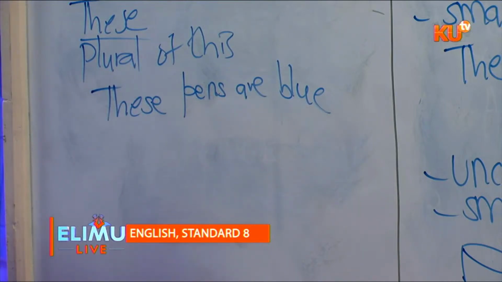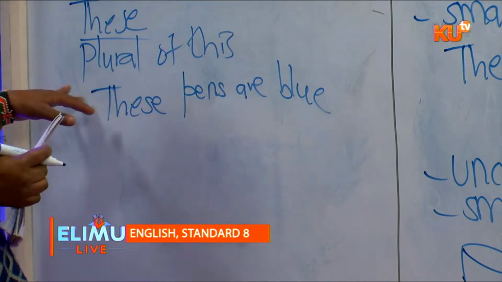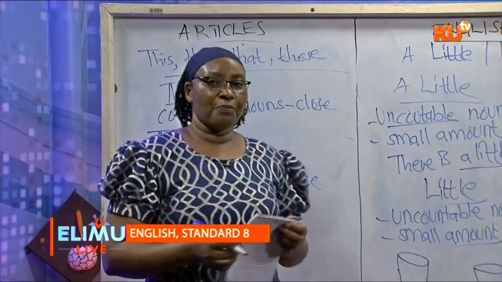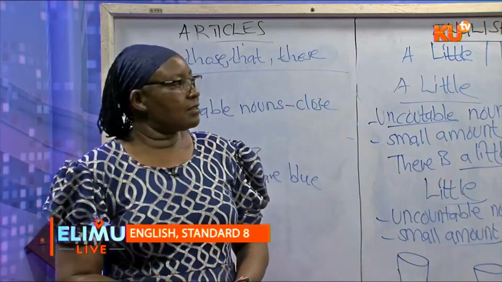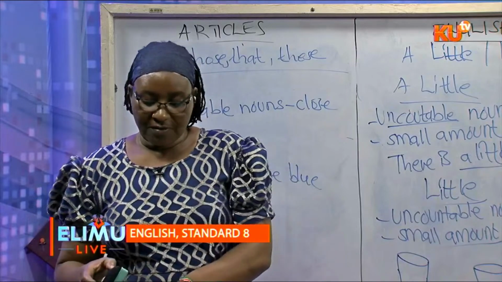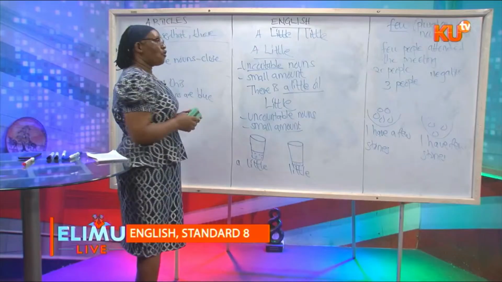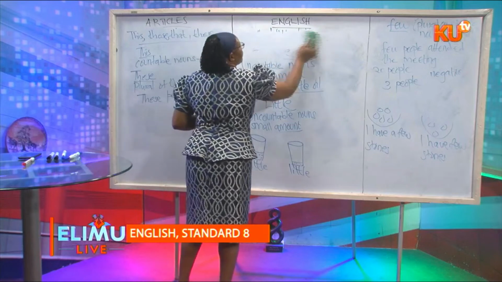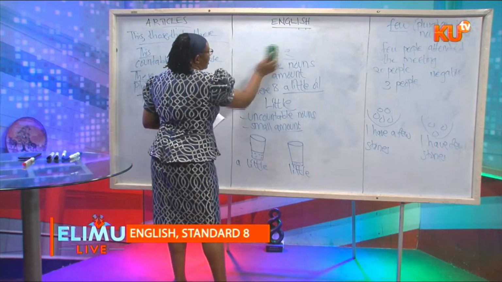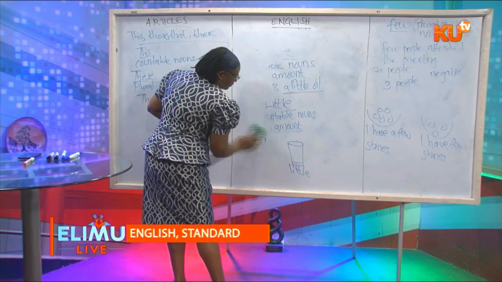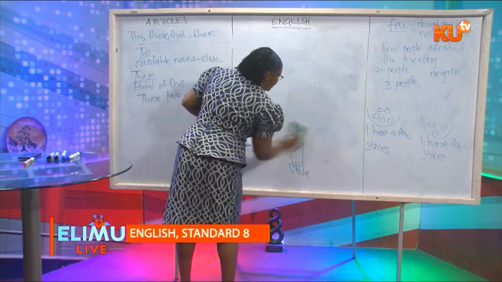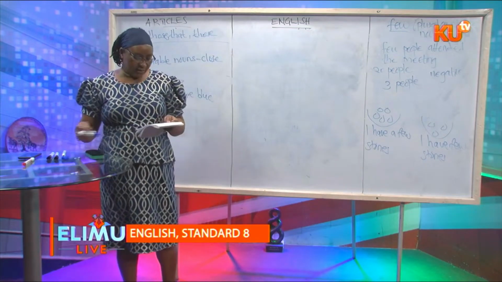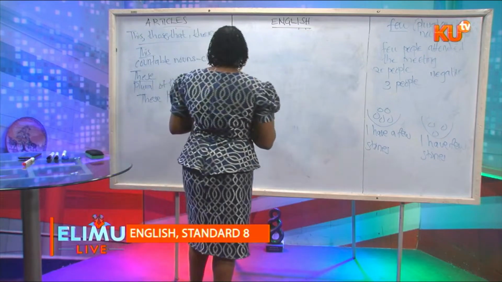Now, apart from looking at things which are very close to you, or referring to things which are very close to you, these 2 words can also refer to ideas which have been mentioned earlier. So the speaker is aware of them. The speaker is aware of these ideas, but they have already been mentioned, maybe in a sentence or in a story that a person is reading.